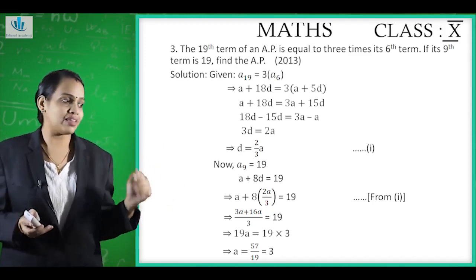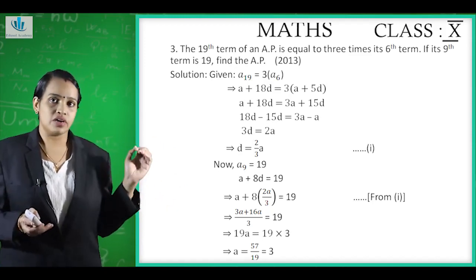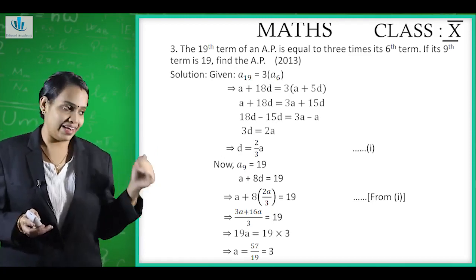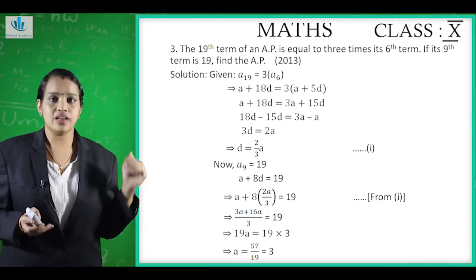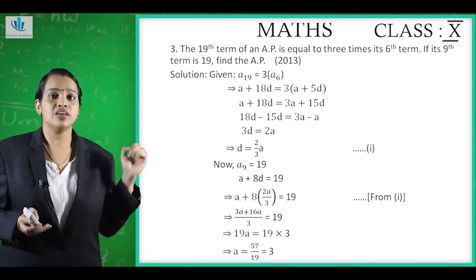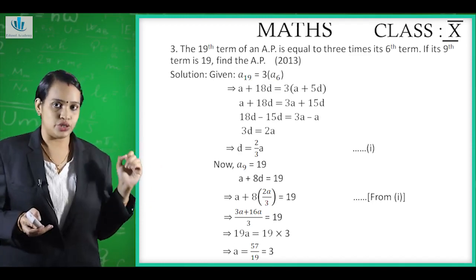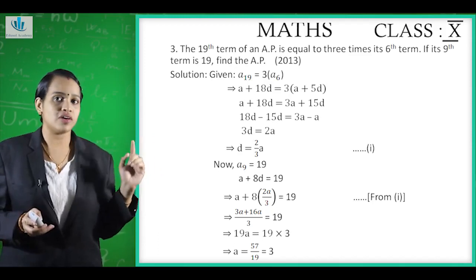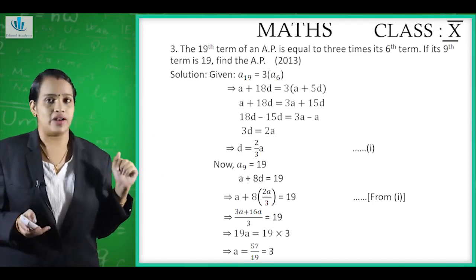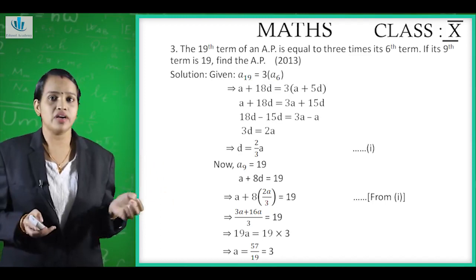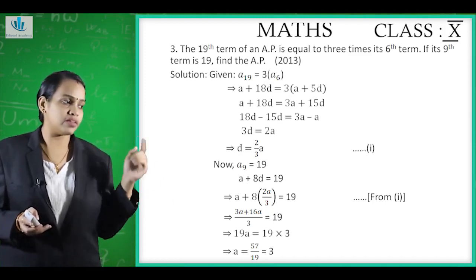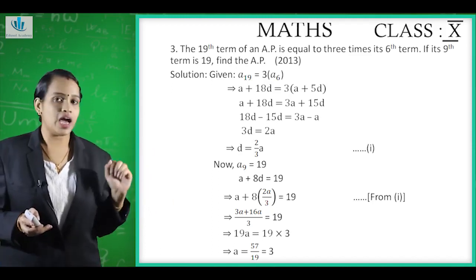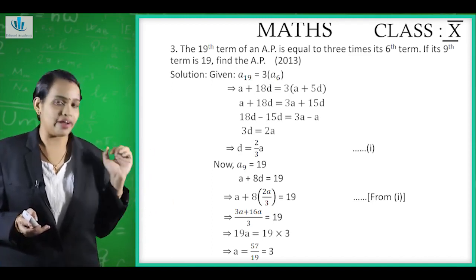Now, in the question it is said that a9 is equal to 19. So, a9 becomes a plus 8d, which is equal to 19. Now we'll put the value of d here. So a plus 8 into 2a upon 3 is equal to 19. We got the value of d from equation 1. Now again we will solve it. So what we will do, we will multiply by 3. So it becomes 3a plus 16a upon 3, which is equal to 19.